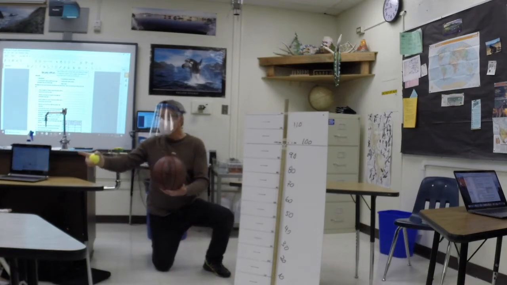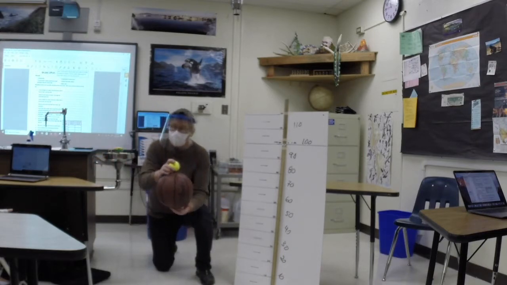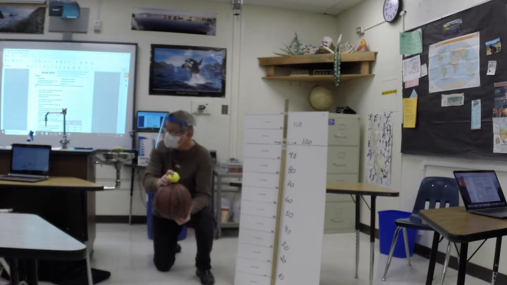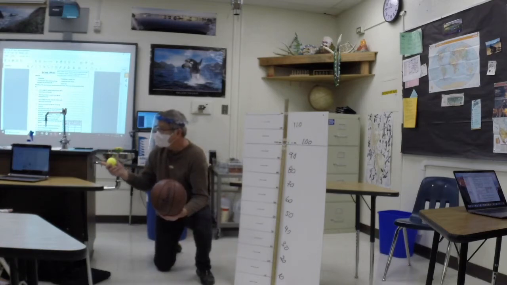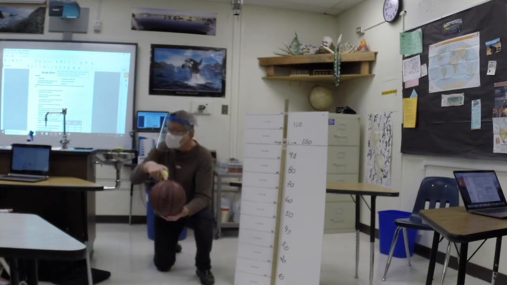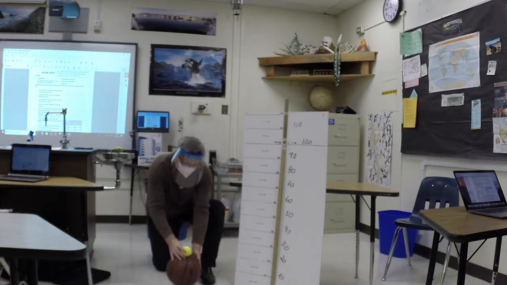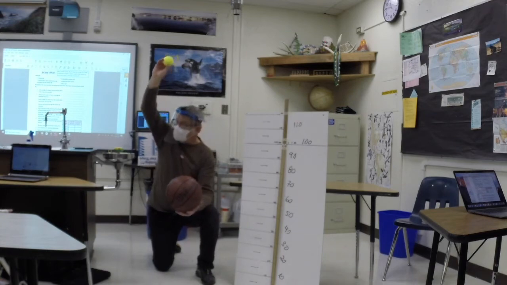It got energy from the basketball, right? Meanwhile, what happened to the basketball? Did it bounce as high as before? Why not? It transferred the energy into the tennis ball. It gave up some of the energy that it had and sent it to the tennis ball. Now the tennis ball got a ton of energy from the basketball and hit the ceiling, right?